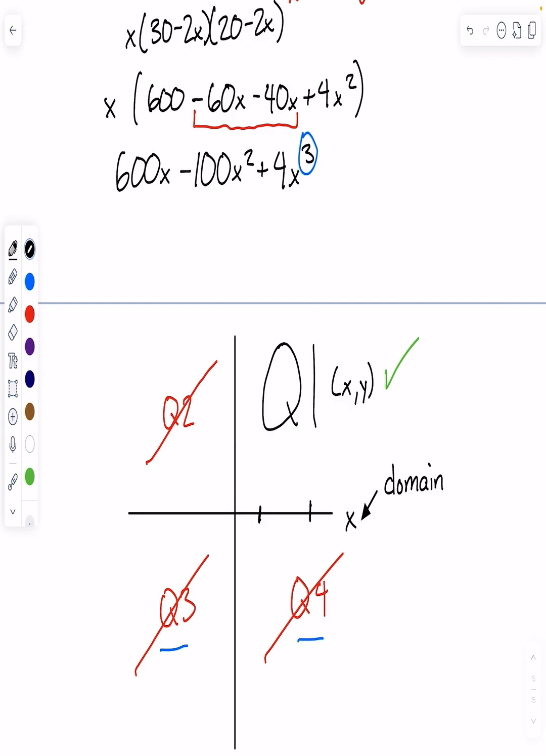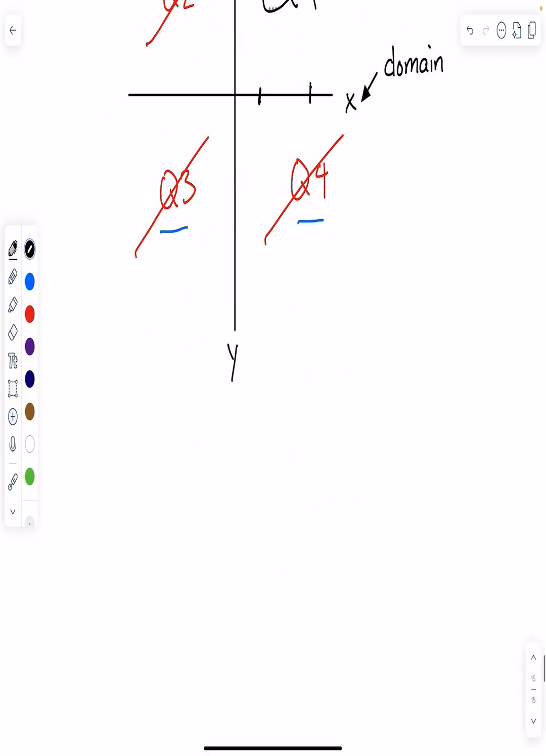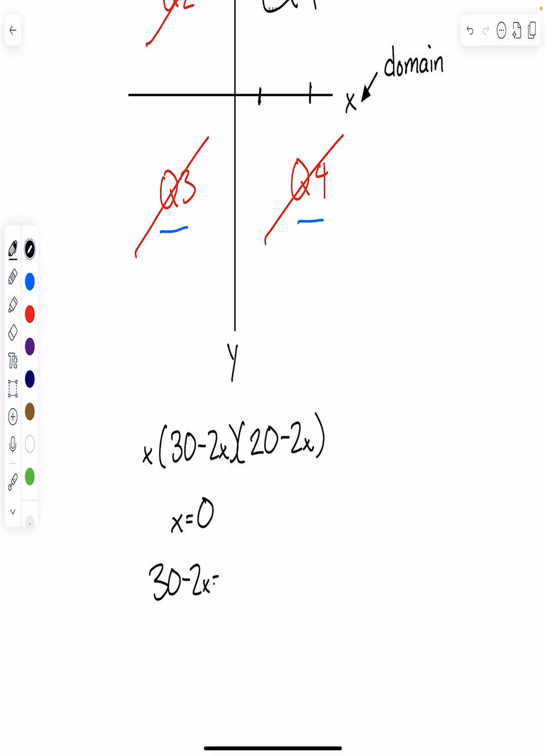And we can solve that by, of course, finding our factored form and setting each of those terms equal to 0. So I had x times (30 minus 2x) times (20 minus 2x). Set each of these equal to 0 and solve. This already has its 0. For this given equation, my x would equal 15. For this equation, my x would equal 10. So now I have both of these zeros.